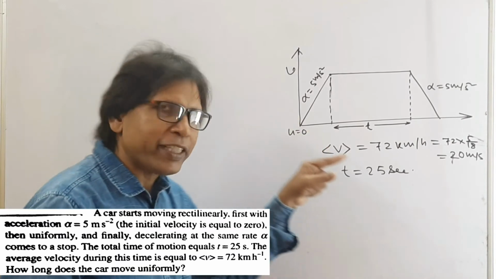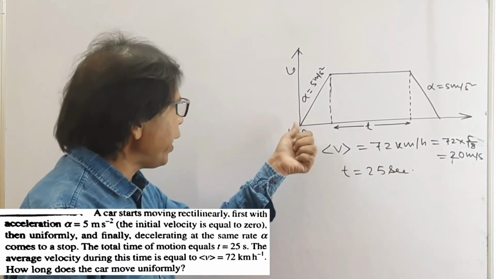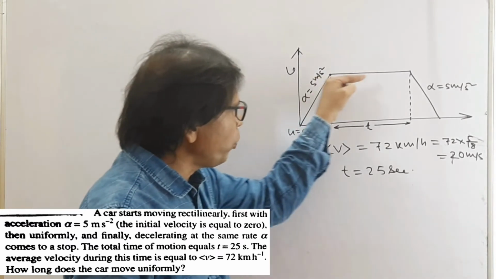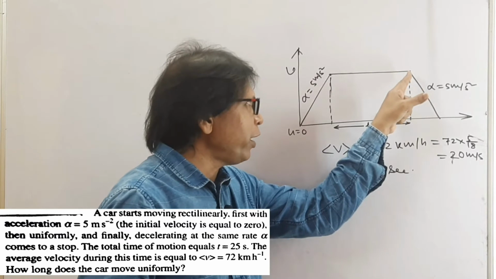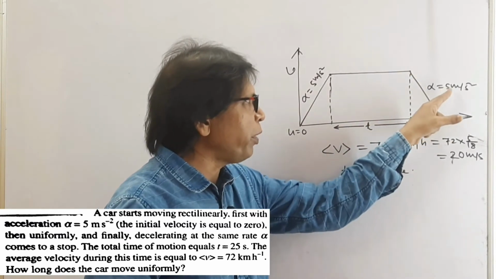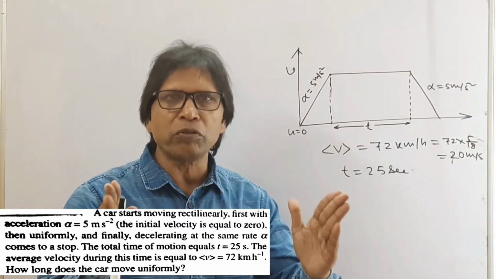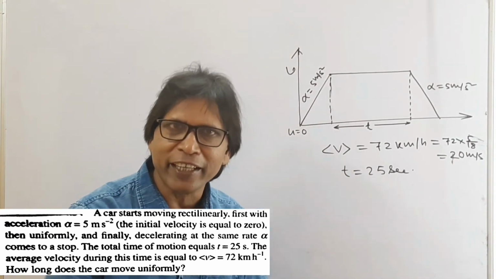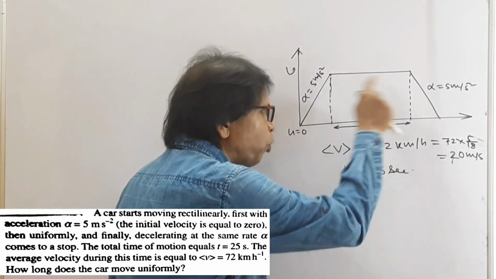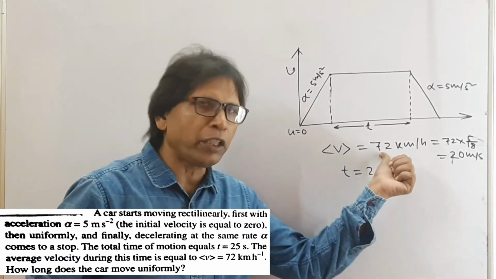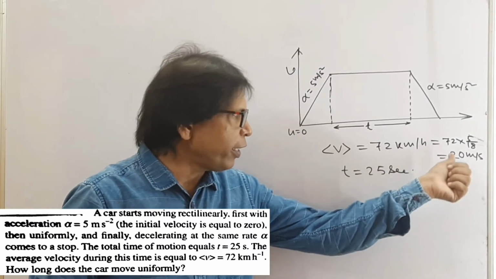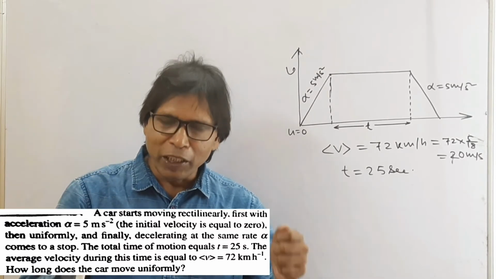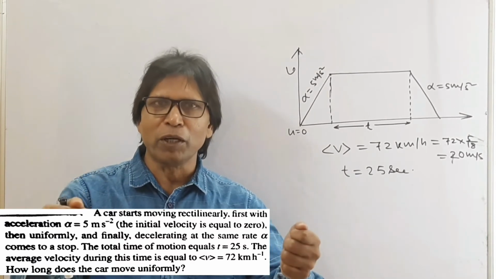Now look at an important numerical. A car moves in a straight line path, first with acceleration from initial velocity 0, then with uniform velocity, and finally with the same retardation, 5 meter per second square, and comes to rest. The total time of journey is 25 seconds and the average velocity over the whole path is 72 km per hour, that is 20 meter per second. We have to calculate the time during which the car moves with constant velocity.